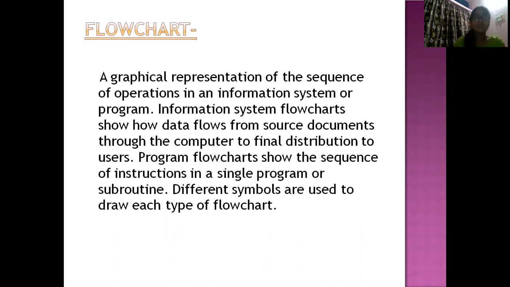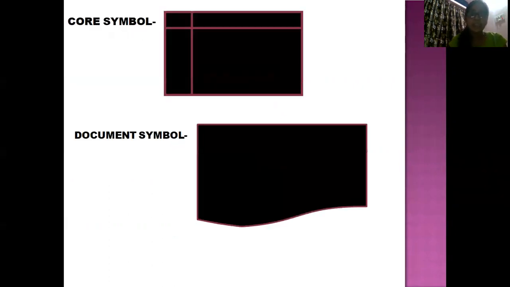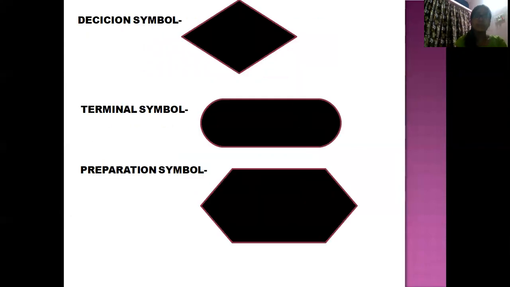Different symbols are used to draw each type of flowchart. Therefore, these are the symbols to be used in flowcharts. There are many symbols, so I took some of the symbols that are used in a flowchart. The input or output symbol is like a parallelogram. The next one is the square symbol, the process symbol. The next one is a core symbol. And the next ones are the document symbol, manual input symbol, and display symbol.